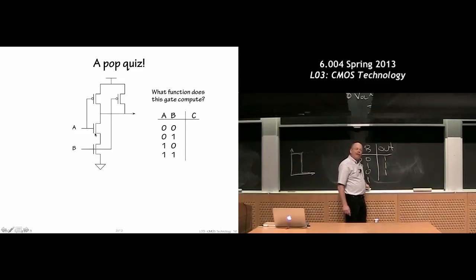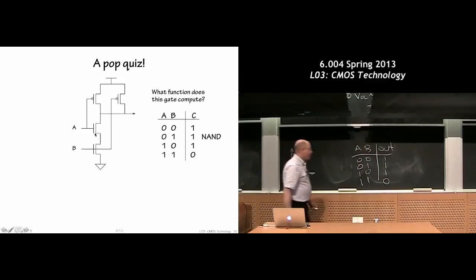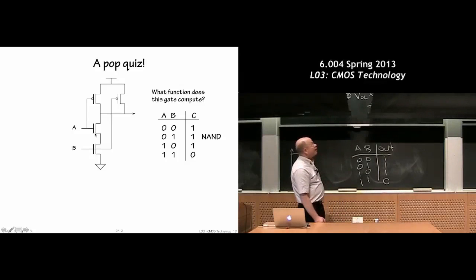Both p-FETs are off, and the two n-FETs are now conducting, so I actually get a pull-down path. This gate has a name, okay? It's called a NAND gate, not AND. And you can look at this and say, oh, okay, that's pretty good.